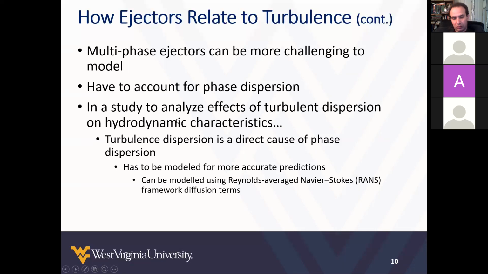And there was one study that analyzed the effects of turbulent dispersion on hydrodynamic characteristics, and they found that the turbulence dispersion directly caused phase dispersion. So it's important that the turbulent dispersion is accurately modeled for that. And in that study, they used the Reynolds average Navier-Stokes framework diffusion terms to model turbulent dispersion, and they found that worked pretty well.